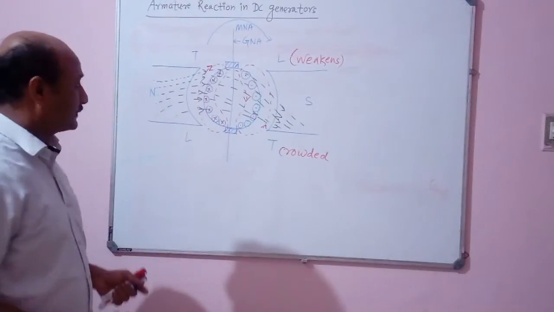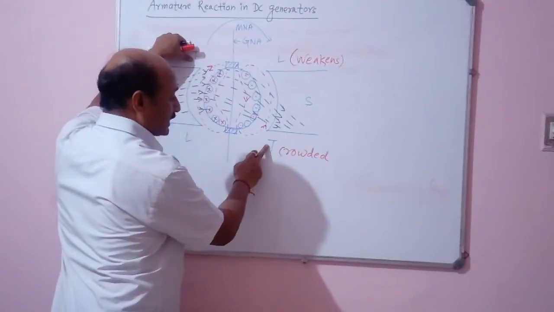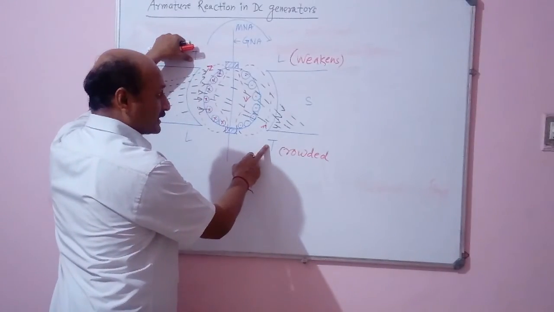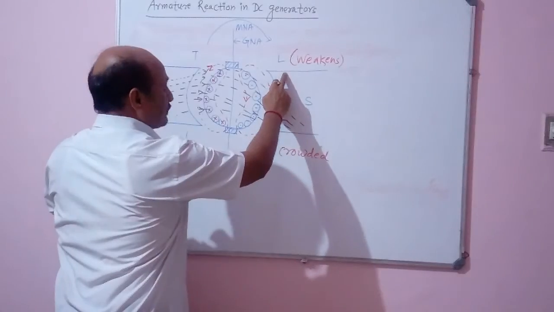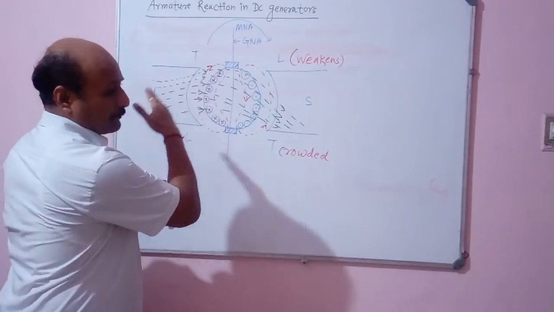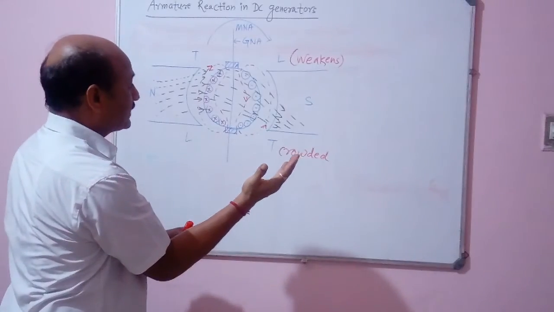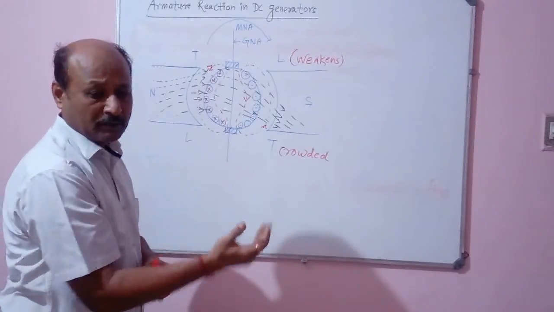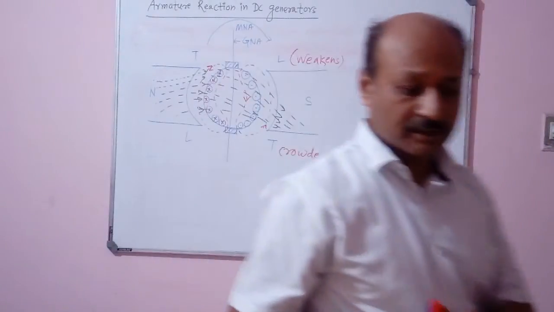So due to that, what happens? Whenever the trailing pole tip magnetic field is crowded and the leading pole tip weakens, due to that what happens? The MNA axis is shifted in the direction of rotation by an angle theta. So draw this diagram.